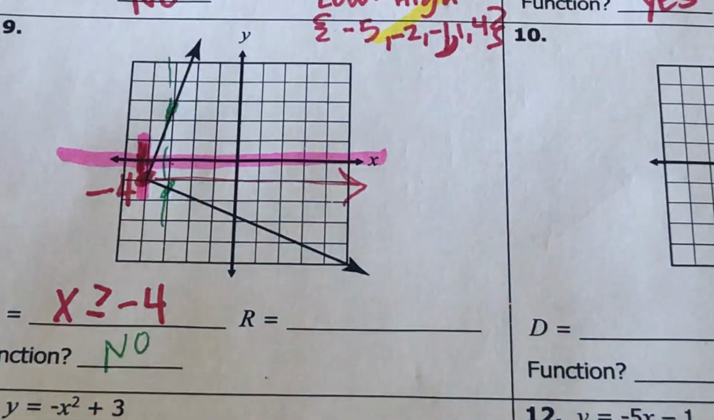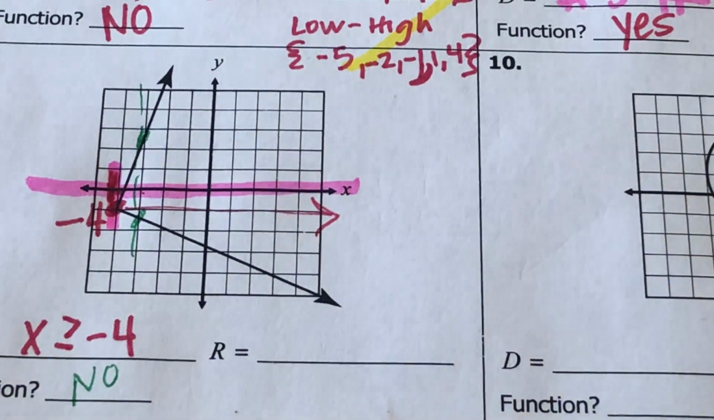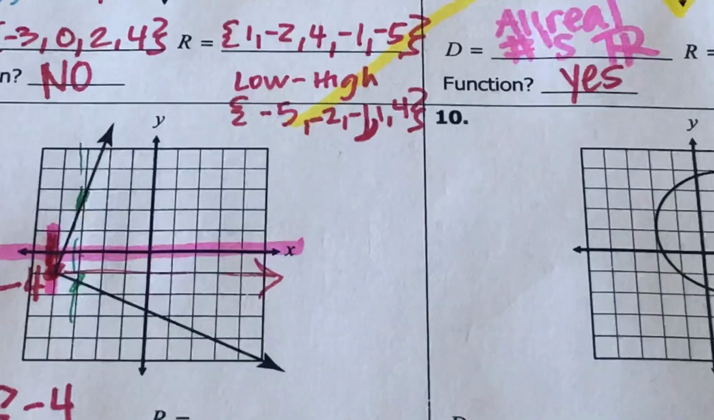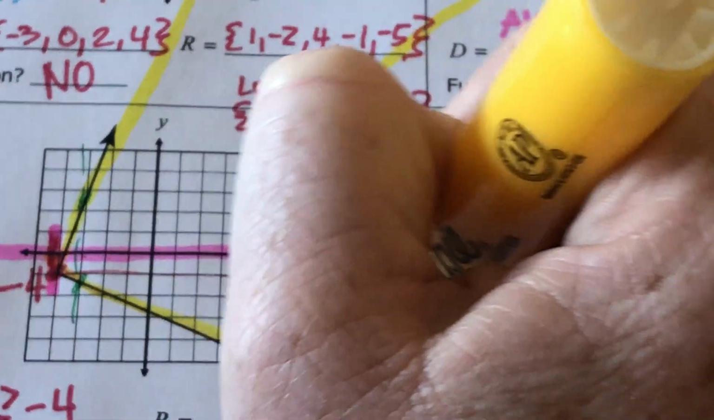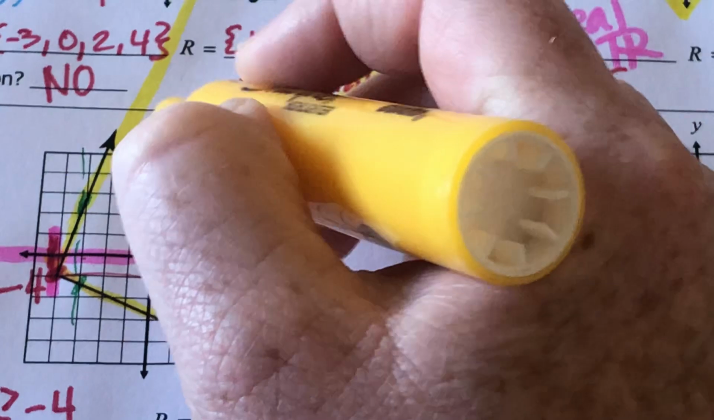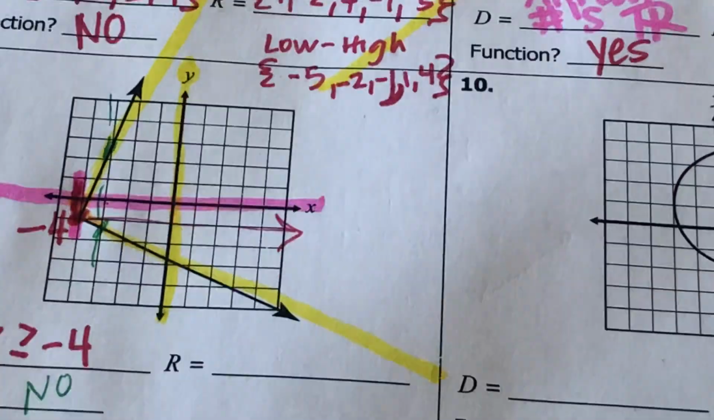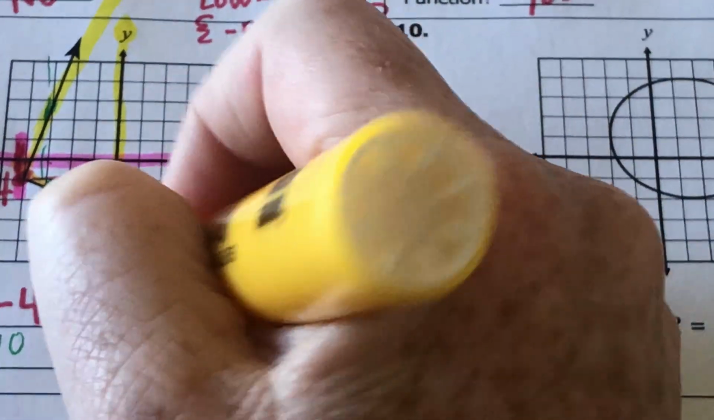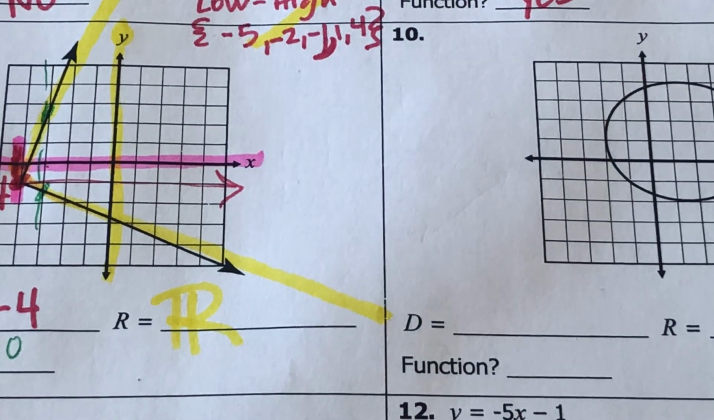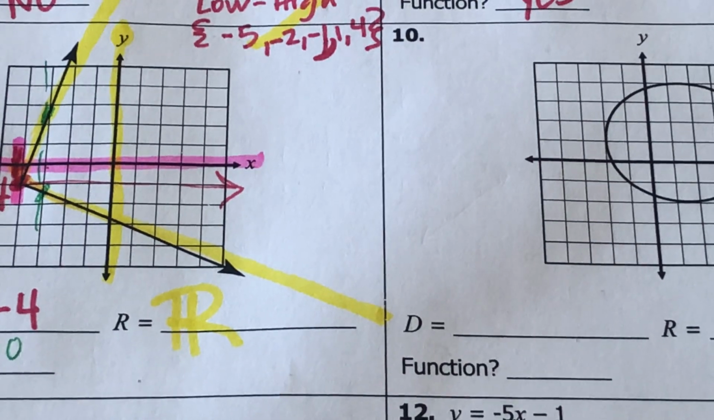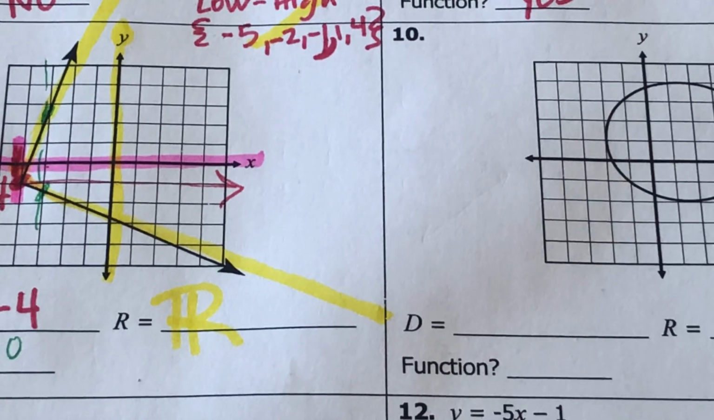Okay, our range. Well, if we look at this graph and think about it continuing, it would be going all the way up and all the way down for y. Okay, so that's all real numbers for the range. And that happens a lot with lines, functions that have arrows at the end with lines, or even parabolas. Happens a lot. Okay.